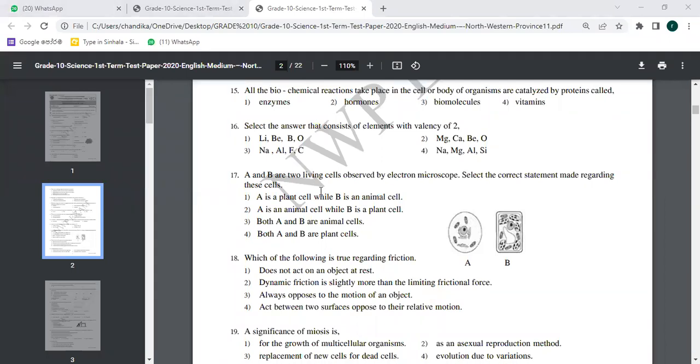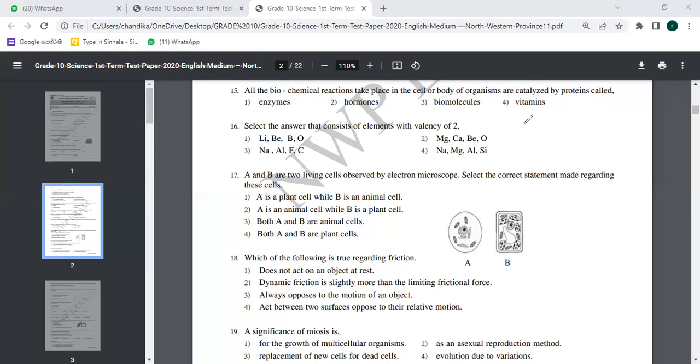And question number 16. Select the answer that consists of elements with valency of 2. Second one. Yeah, second. All of you agree? Second one. Let me recall something for you.